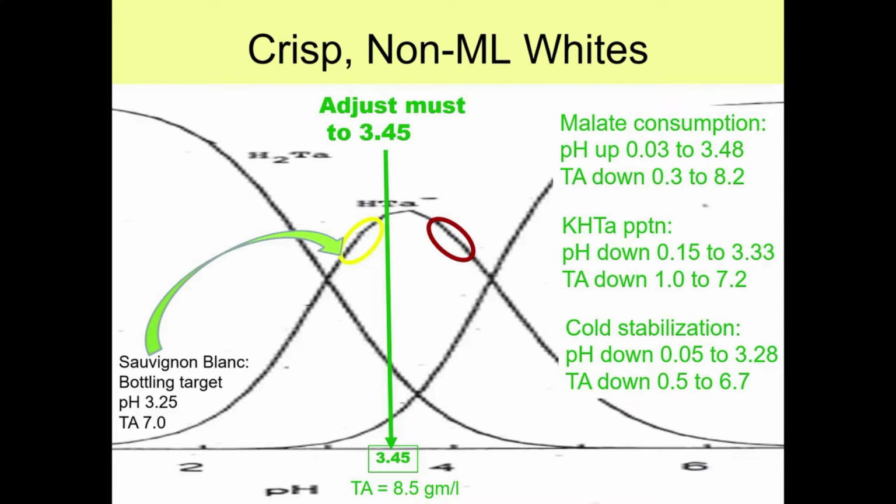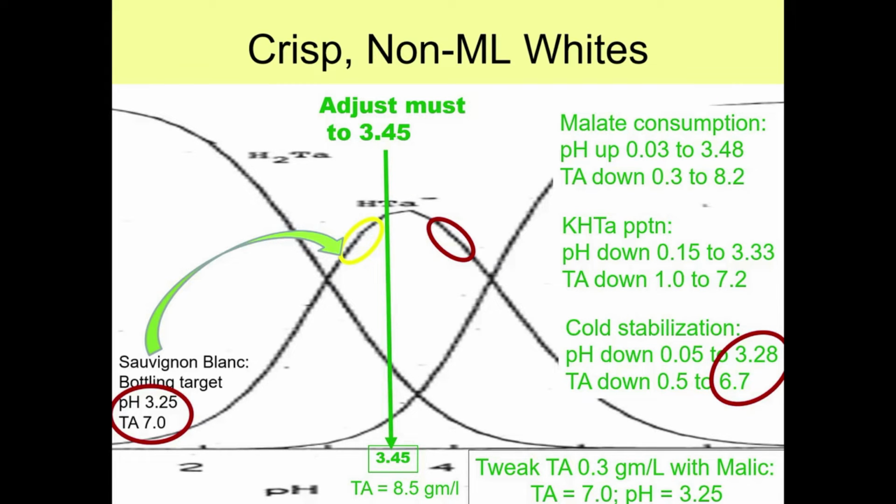And now how are we going to correct that acidity, tweak the TA to bring it up to 7.0 without creating a tartrate instability? And the answer is we're going to use the weak acid that's stable at low pH. We're going to use malic acid, and we're going to add 0.3 grams per liter, and that'll take our TA up to 7, and it will also drop our pH to 3.25.